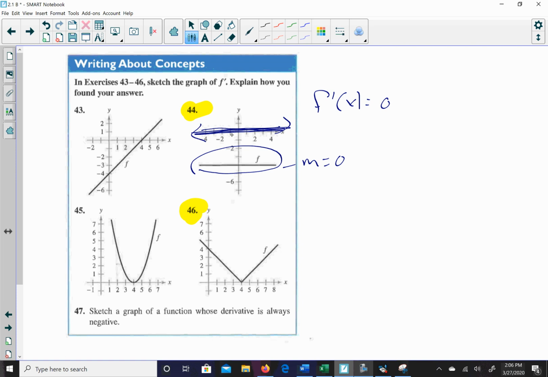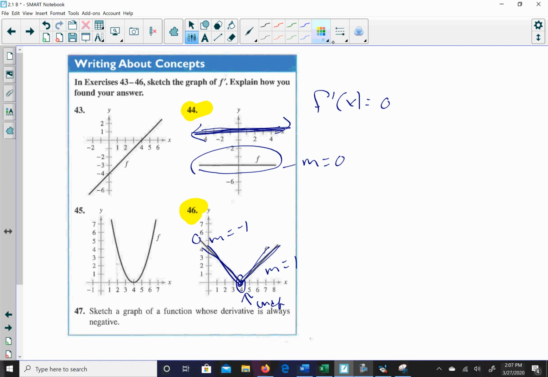When I look at 46, 46 is slightly different. When I look at this, from here to here, my slope is -1. But when I look from this point here to this point here, my slope is +1. Remember, this is a sharp turn. At the sharp turn, the derivative is undefined. Undefined derivative.